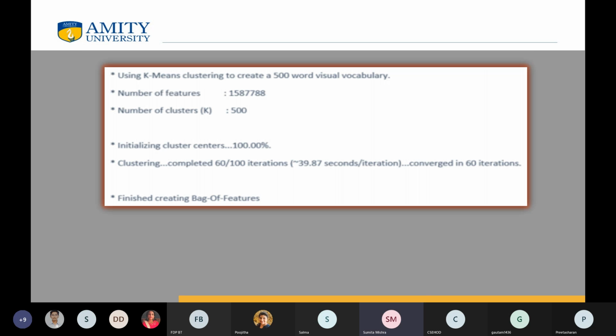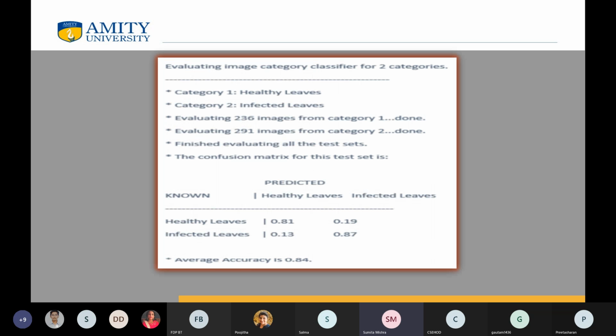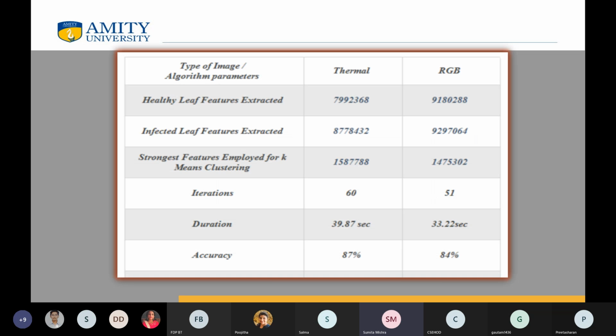After this we did the evaluation of our model. As you can see, the number of images is small, but still we got very good accuracy, and accuracy was higher in the thermal case. With such little data we got a good accuracy of 87% in the thermal domain compared to 84% in the RGB domain. And although our thermal camera had less resolution, we were still able to obtain this much accuracy.